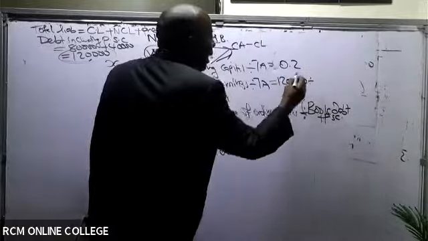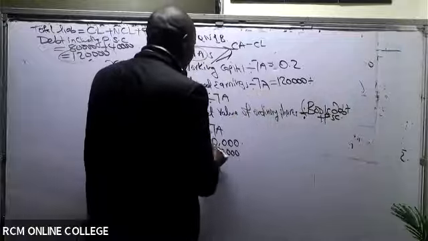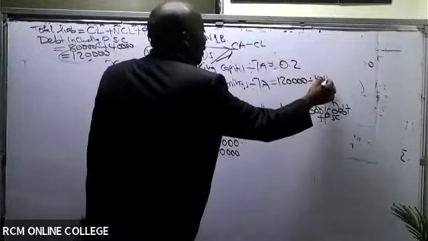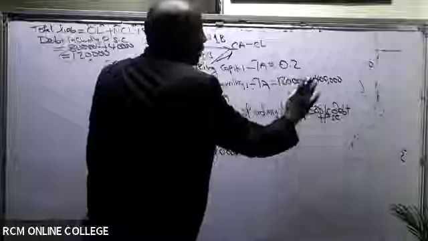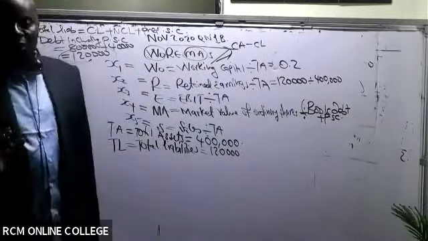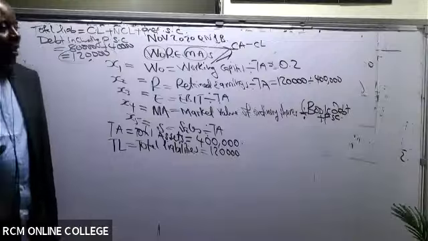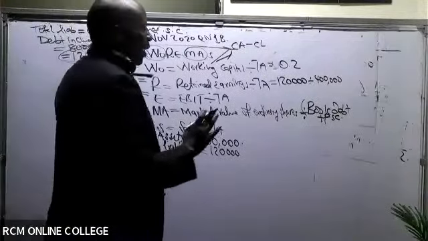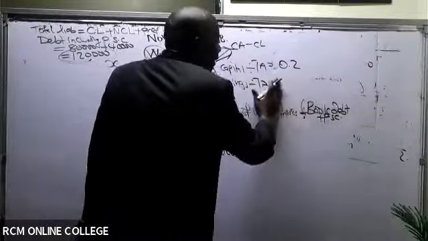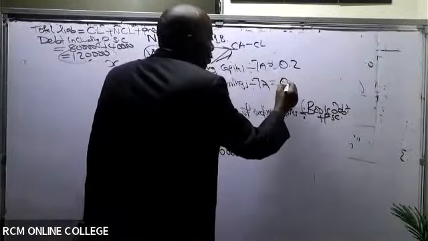We divide this by still the total assets, and total assets here, you're right, they are 400,000. So is there somebody who is able to see the 0.3? Great. Thank you so much. So this one will be 0.3.